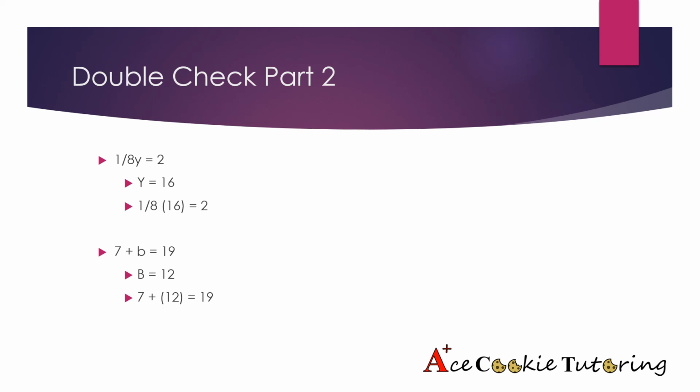Okay, so example number 4, it was easier, I definitely think, than the third one. So we had 7 plus b equals 19. We solved it and it ended up with b equals 12. So if I do 7 plus 12, I get 19. So there you go. We've double checked all 4 of your example problems.